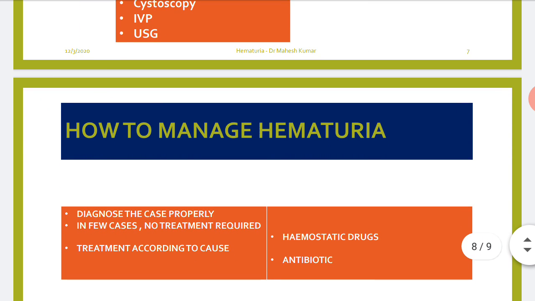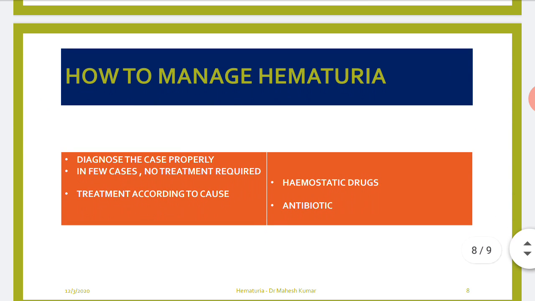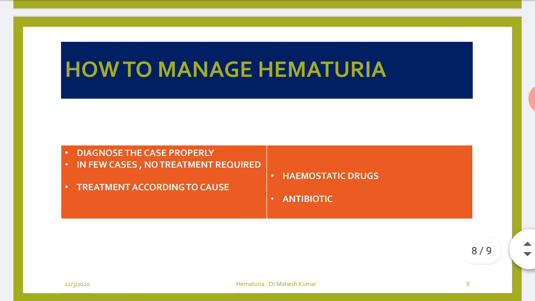Next is how to manage cases of hematuria. The management of hematuria depends upon the causative factors. First of all, diagnose the case properly. The exact causes of hematuria must be found. In a few cases, no treatment is required. If there is physiological hematuria, or hematuria with a small amount and non-significant hematuric conditions, then there is no need of any more exhaustive attention and treatment.